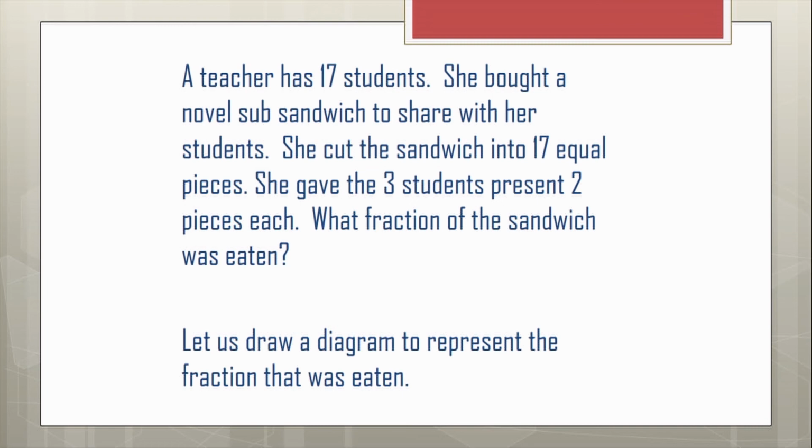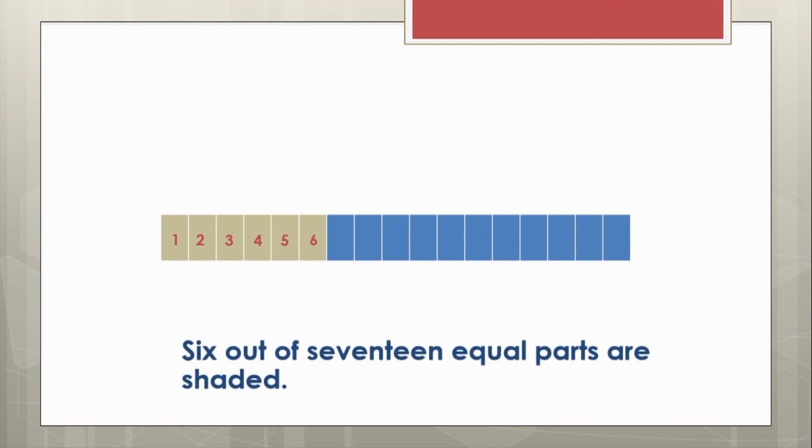All right, let's check and see. So this is the sub sandwich. Let's count to make sure it has 17 pieces. 1, 2, 3, 4, 5, 6, 7, 8, 9, 10, 11, 12, 13, 14, 15, 16, and 17. How many pieces was she supposed to give away? Okay, let's count. 1, 2, 3, 4, 5, 6. And what do we call that fraction? 6 out of 17 equal parts are shaded, and we call that 6/17ths.